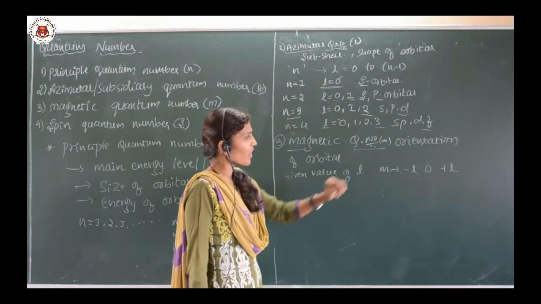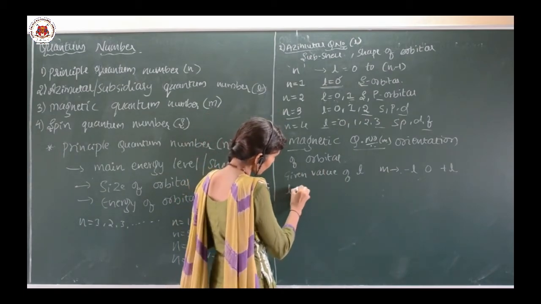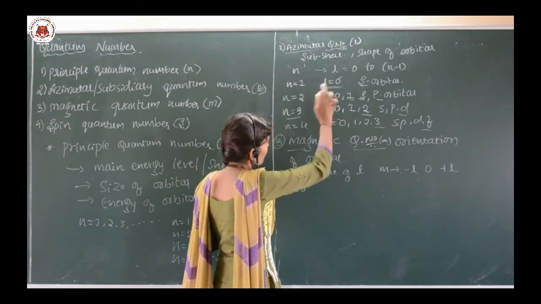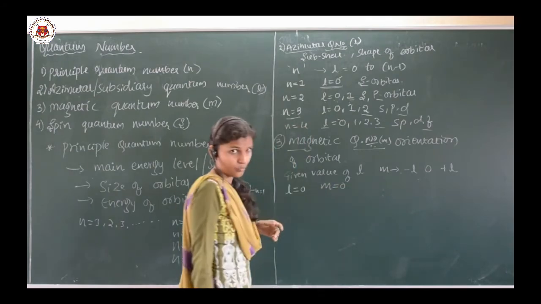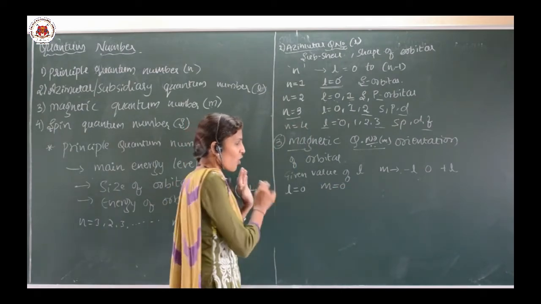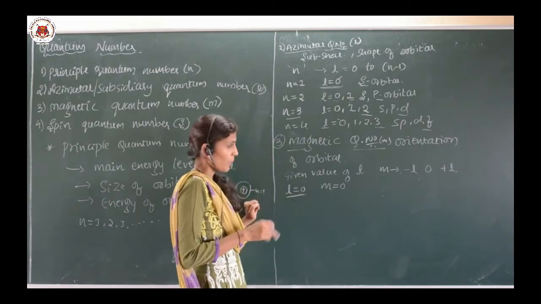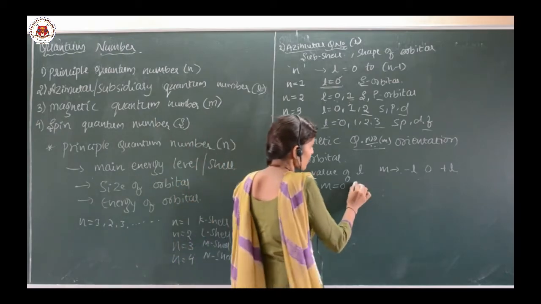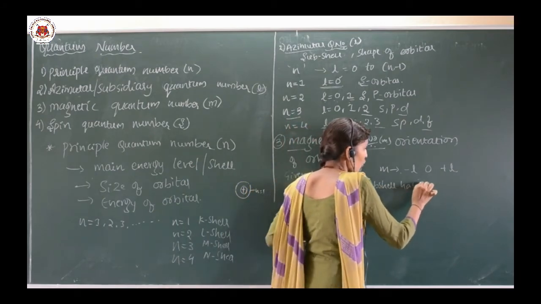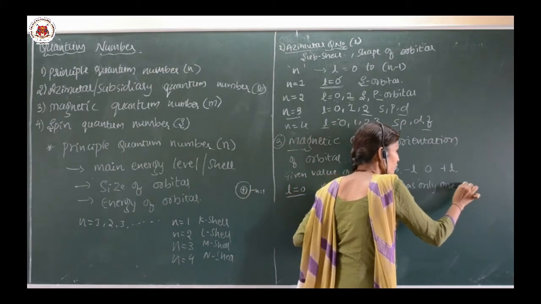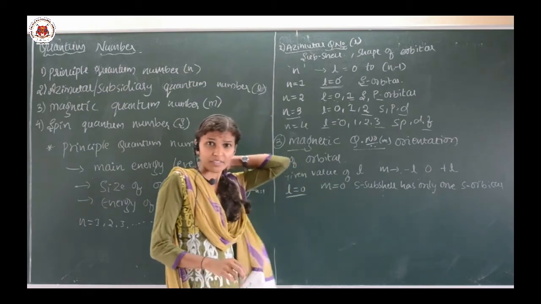So, how this can be taken, I will explain to you. Suppose when l is equal to 0, at that time the magnetic quantum number m is also equal to 0. Then what does it indicate? l equal to 0 means which subshell? s. It indicates that the s subshell has only one s orbital.